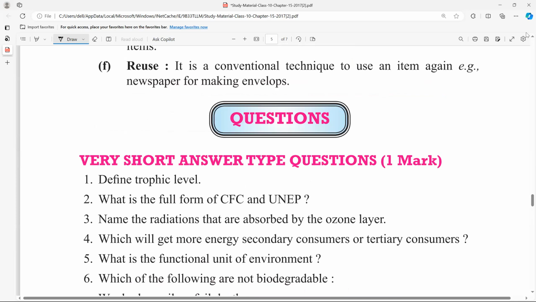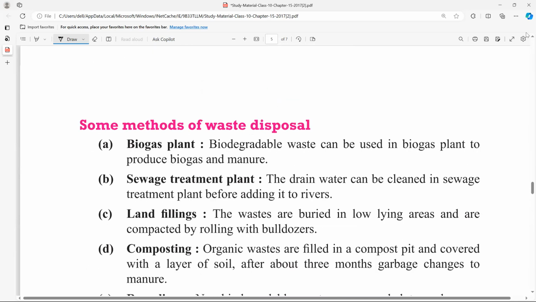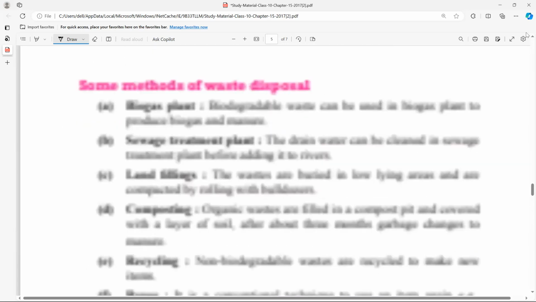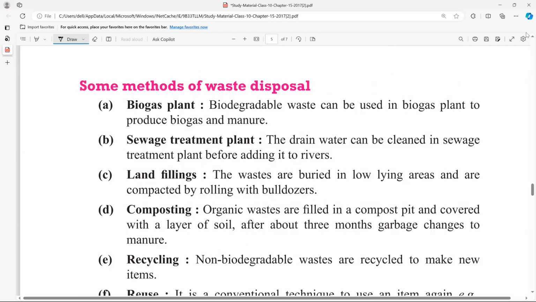Now 3R is very important. Sometimes it is being asked, what is 3R? Now it is 4R. Okay, some methods for disposal of waste. How can we dispose our waste? Now, biogas plants, in the biodegradable waste, which can be used in the biogas plants.